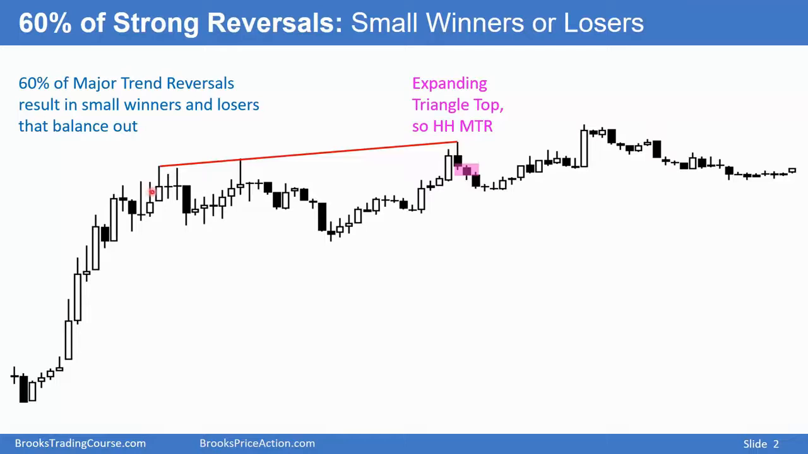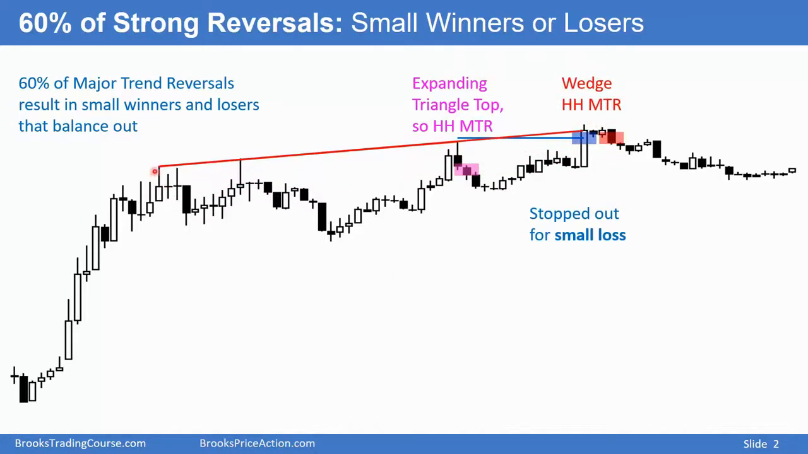We have a bull trend. The market went sideways to break below the trend line, and now we have a higher high. It's also an expanding triangle. Up, down, more down, up, and a decent sell signal bar. So it's reasonable to sell this as a higher high major trend reversal. All expanding triangle tops are higher high major trend reversals. A trader who took that trade, if he held through this, gets stopped out right here with a small loss.